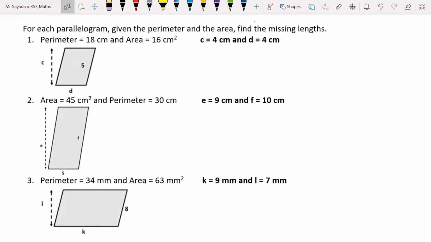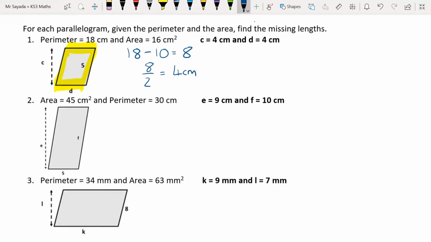So I'm now going to go through question 1. I'm given that the perimeter is 18. So I know that these two sides together add up to 10. So the other two sides must be the perimeter minus the 10, which is 8. So the other two sides must add up to 8, which means this side and this side together must make 8, so each of them must be 4. So that means D is 4.